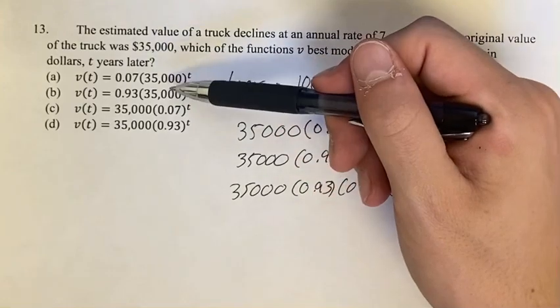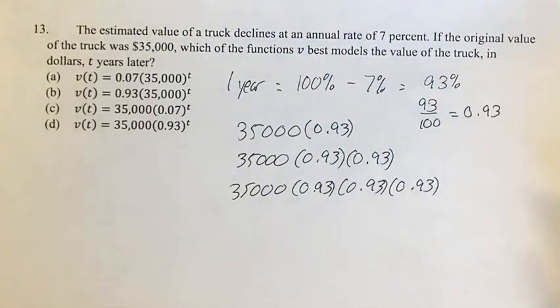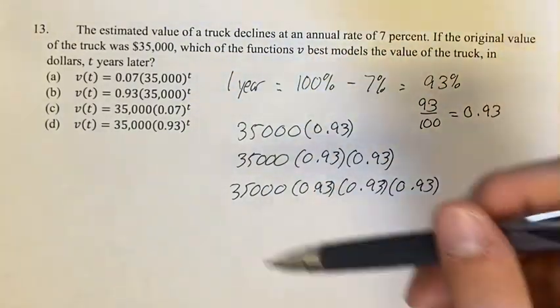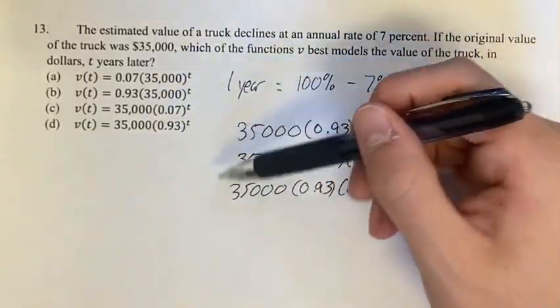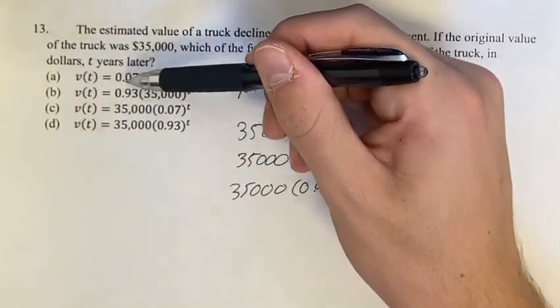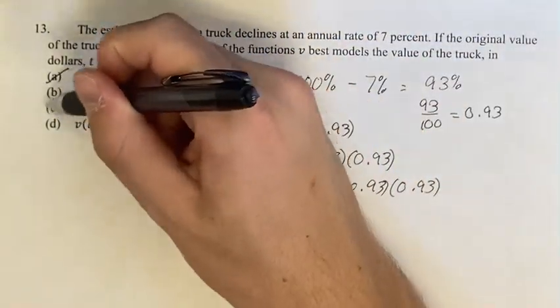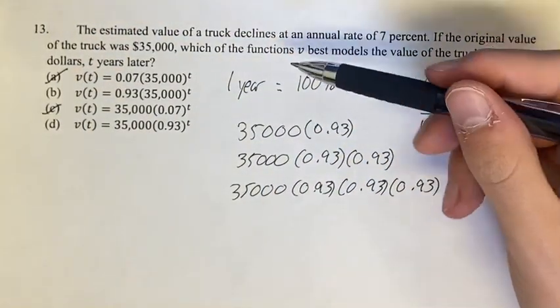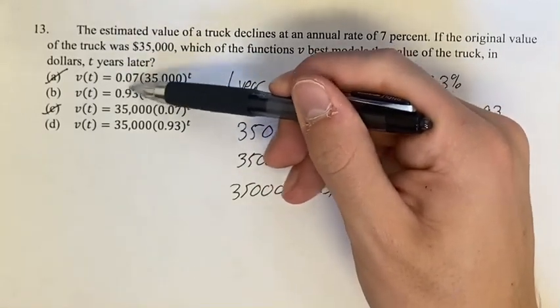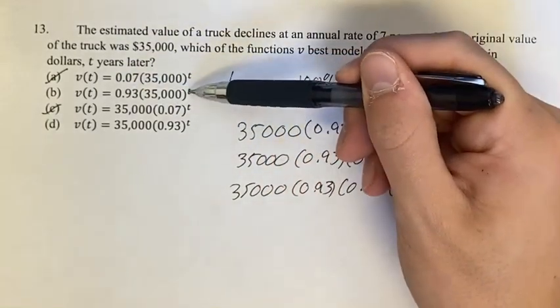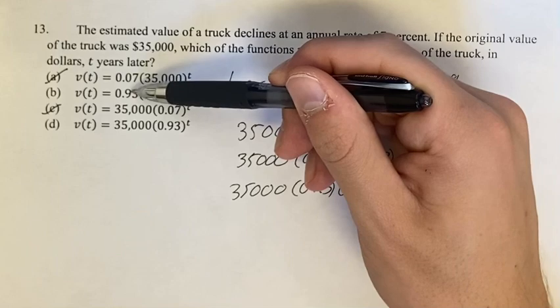So, which of the functions does this match? Well, in all of these we have our 35,000, so that's good. But in some of them we have 0.07, and then some of them we're multiplying by 0.93. So we're multiplying by 0.93, but in this equation we're only multiplying by it once. It doesn't matter what t is, you're only going to have one 0.93.